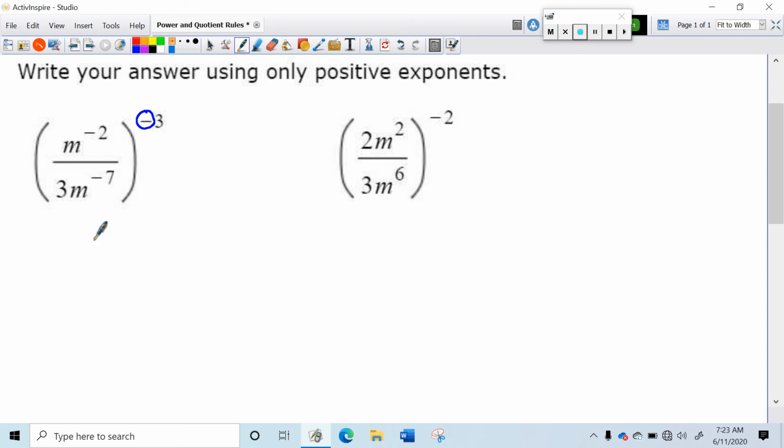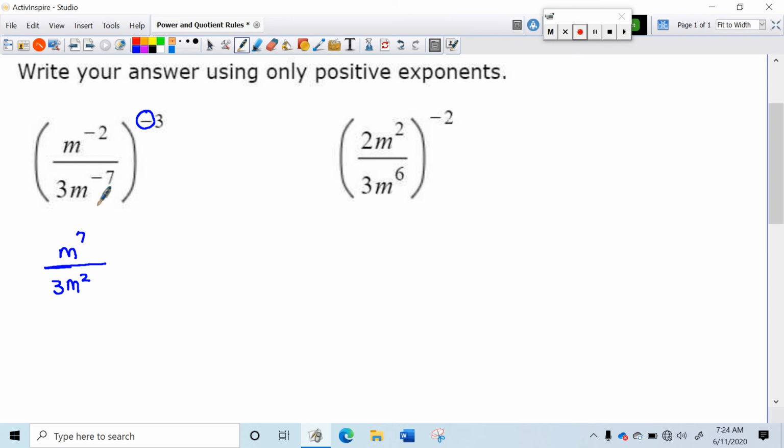Okay, so on the inside, you need to rewrite it so that it doesn't have any negative exponents. So anything that's negative goes on the bottom. Well, it changes sign. Since the numerator is m to the negative 2, I'm going to move it to the denominator and call it m squared. This 3 doesn't have an exponent, so it stays exactly where it's at. The only time you move them is if they have a negative exponent. The m to the negative 7, that's negative, so since it's on the bottom, I'm going to move it to the top. When you move it, you take the negative sign away.